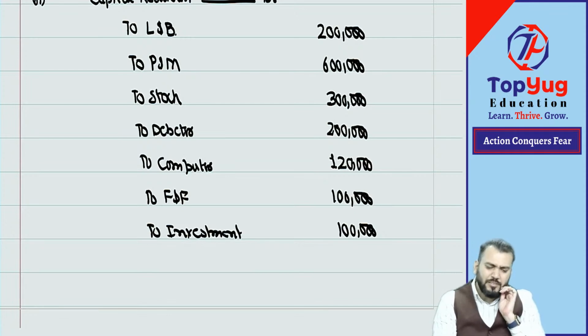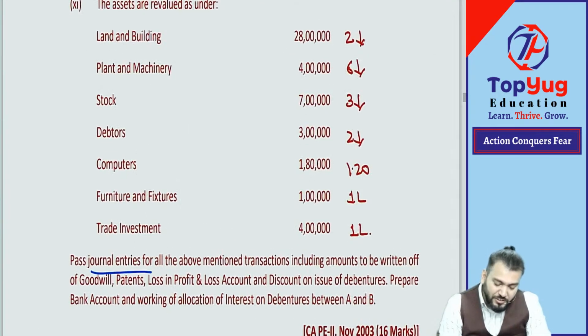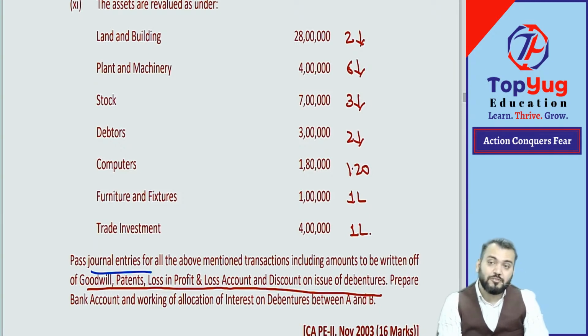but can I say there can be some more accounts, meaning we also need to write off debit balances, goodwill, etc. Even if the question is silent. However, if you read the last line, what is given? Pass journal entry for the above mentioned transaction, including the amount to be written off for goodwill, patent, loss in PL, and discount on issue of debenture. So I have already said if the question is silent, then also we need to write off. They have also said to write off patent.